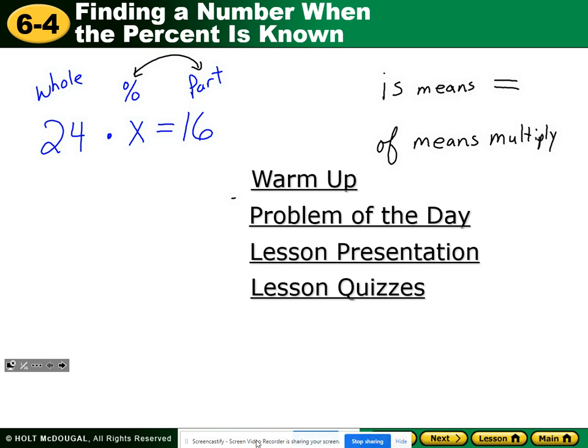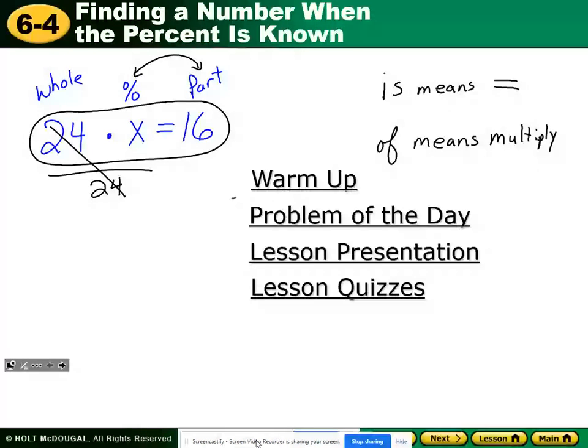So how would I solve this problem? 24 times x is 16. What would I do to solve that problem? What do I do to figure out what the x is? This equation right here, guys. 24 divided by 24, because that's multiplication. How do we undo it with division? And then you have to do it to the other side.